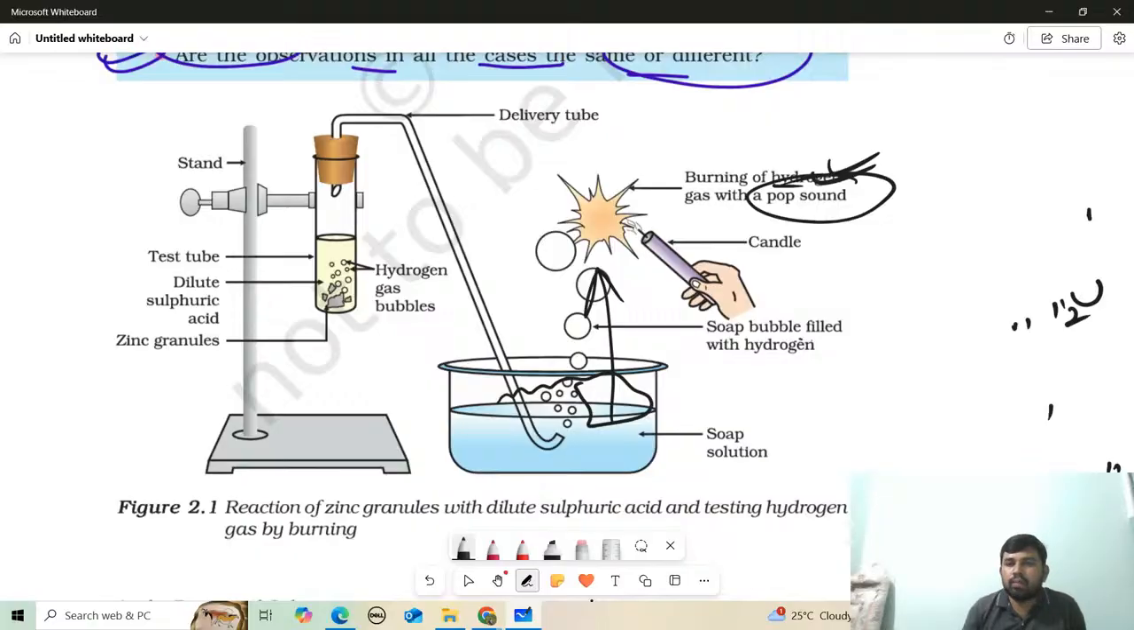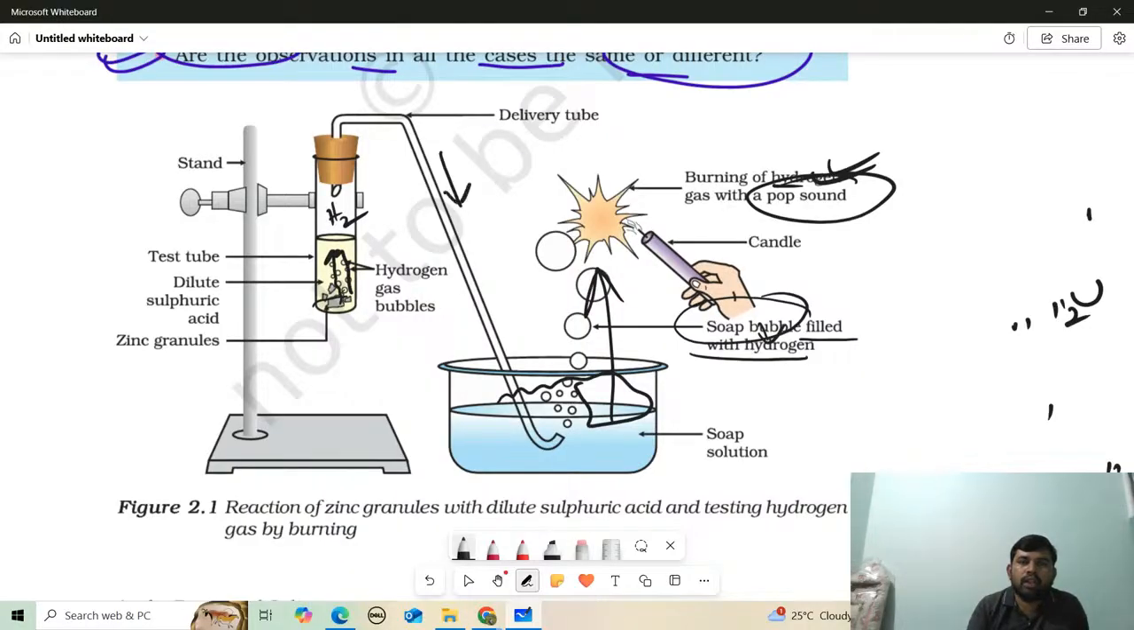So the soap solution is filled with water and hydrogen gas. As I said, the soap solution will trap this hydrogen gas. At the surface, evolution of gas will take place, and this gas is passing through this glass tube in this direction. Let's remember the purpose of the soap solution, what the test for hydrogen gas is, and where we can see the bubbles.